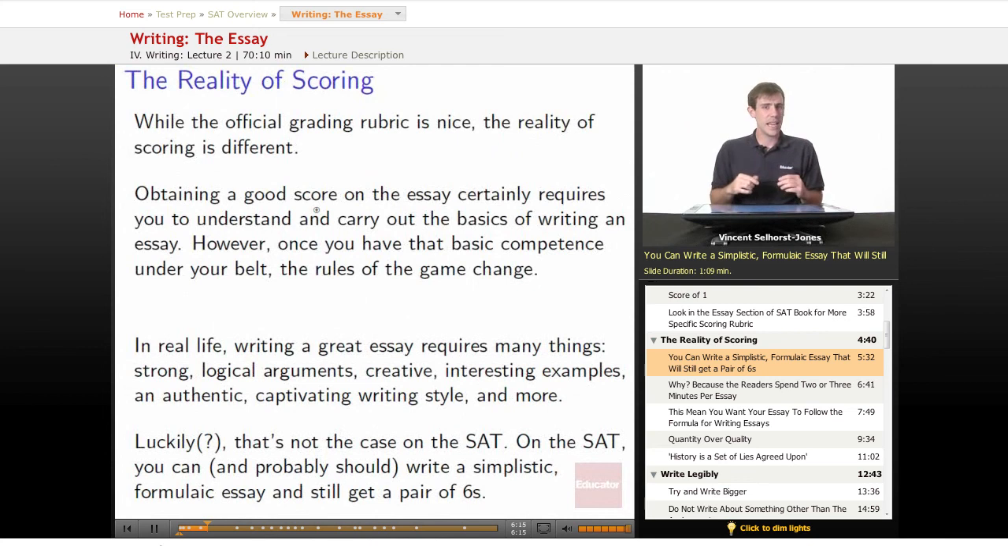But for this SAT essay, your best bet is to write a simplistic, formulaic essay. Nothing creative, nothing truly deep about it, and that's actually what's going to get you a 6 as your score. A pair of 6s is going to get you a 12. So, yeah, that kind of breaks my heart, but you as the student should be excited about the fact that this is actually going to be a lot easier than you might have been worried about.